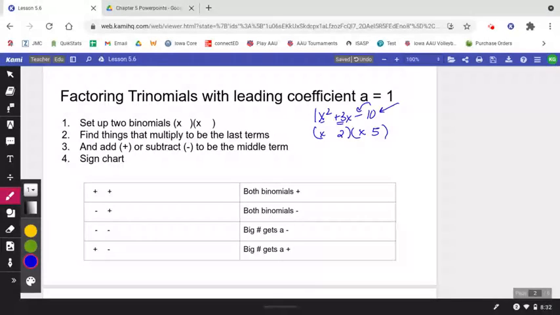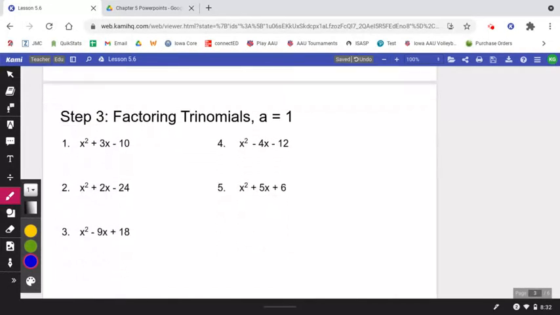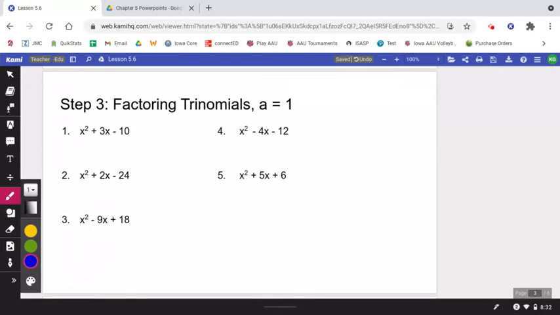Then to figure out what signs go in the binomial, we use the sign chart. So my original was a plus minus, which falls right here. And that tells you the bigger number gets a plus. So that was the first example.